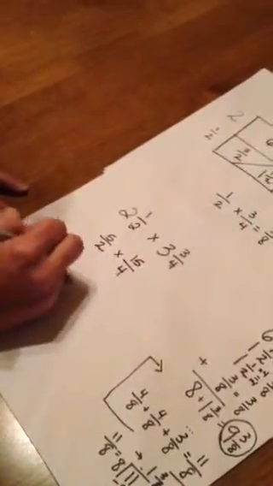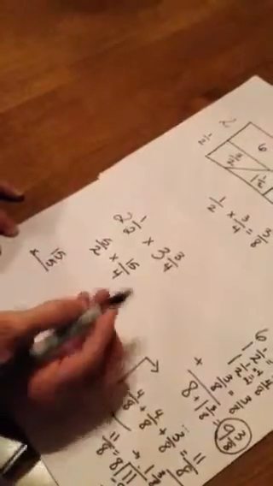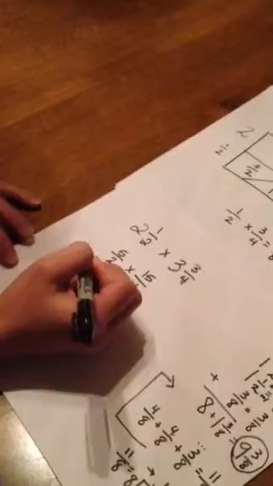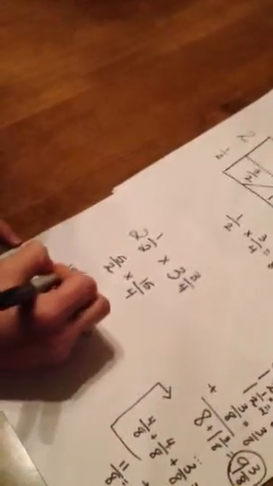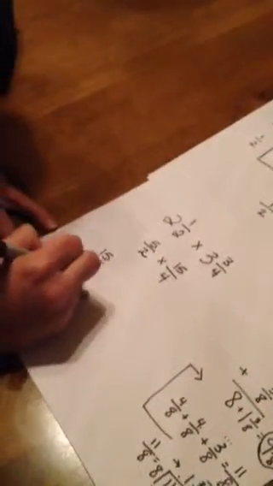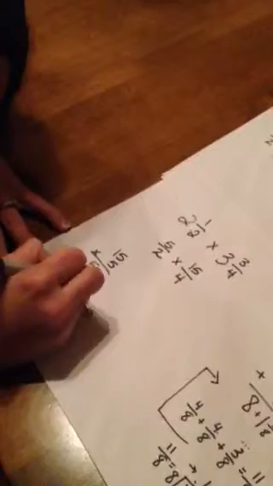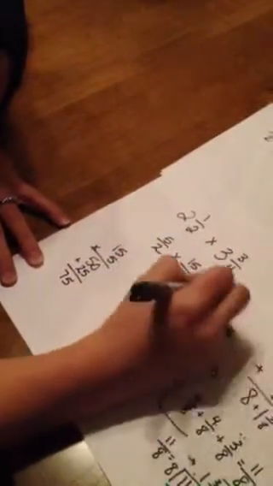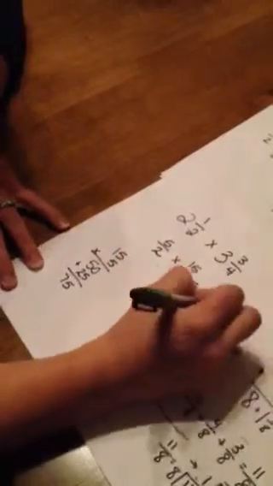5 times 15. That's going to be, if you're doing partial products, 5 times 10, which is 50, and 5 times 5, which is 25. I add those together. That's 75. And I multiply the denominators. That's 2 times 4 is 8.